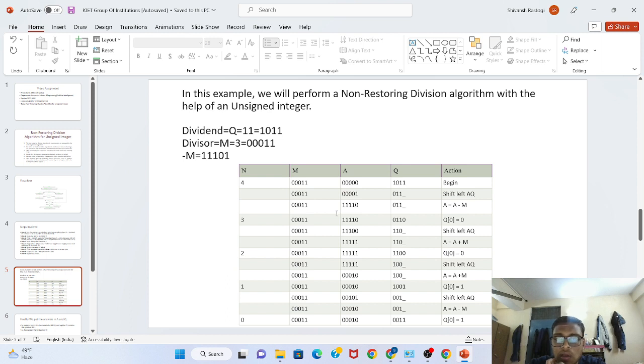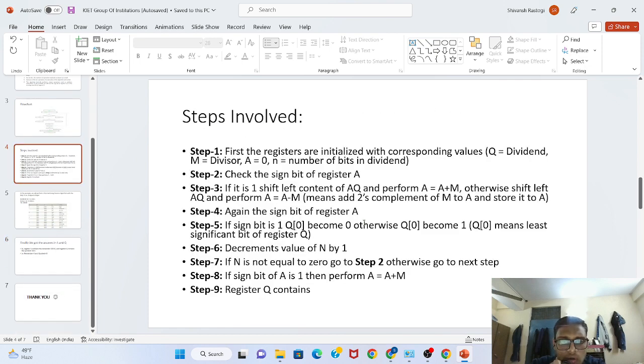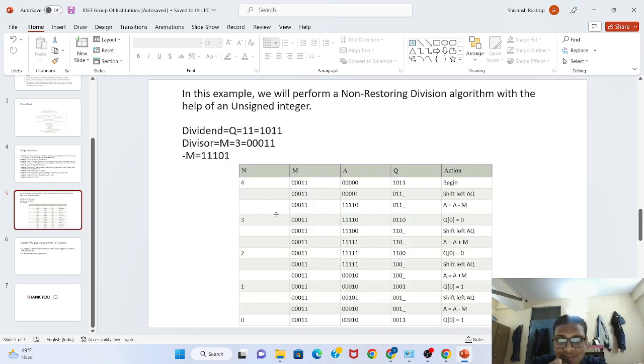So again we see that the most significant bit of accumulator becomes 1. So here we replace the 0th bit of the dividend with 0. So again the value of n is reduced by 1. So here we get the value of n as 3. So again the following steps are performed, and as you can see, on reaching the value of n as 0 after performing step 1, we get the value of M as 00011, A as 00010, and Q as 011.